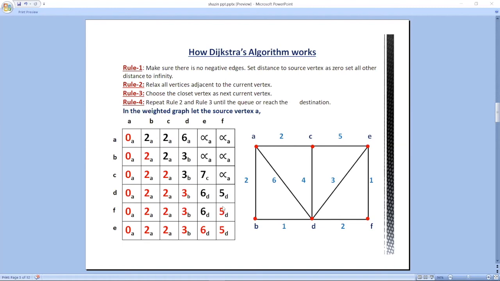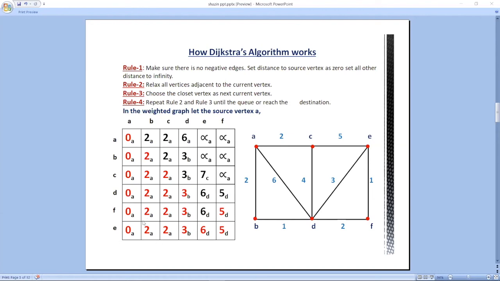Sorry, I have skipped one thing. If we travel from F to E, there is a direct way, and we need to travel 1 unit. F to E is 1 unit, but F is already 5 units, so 5 plus 1 will be 6 units. So no update will be required.